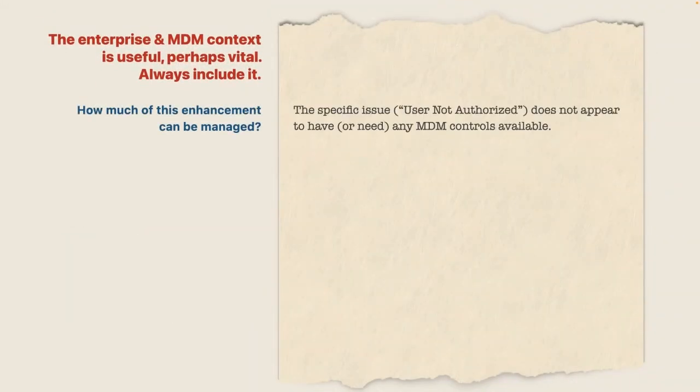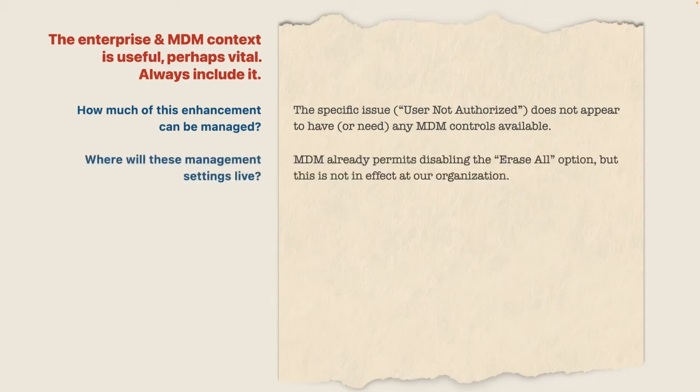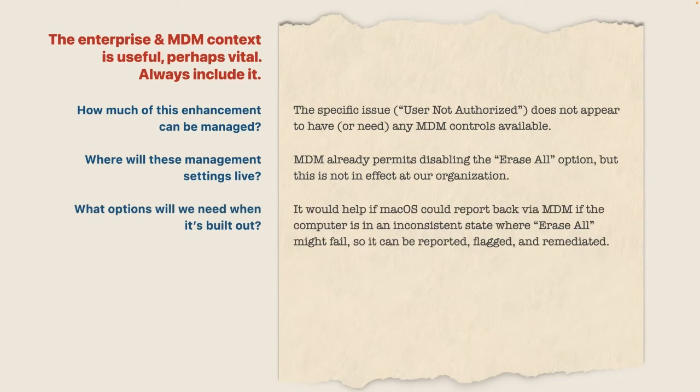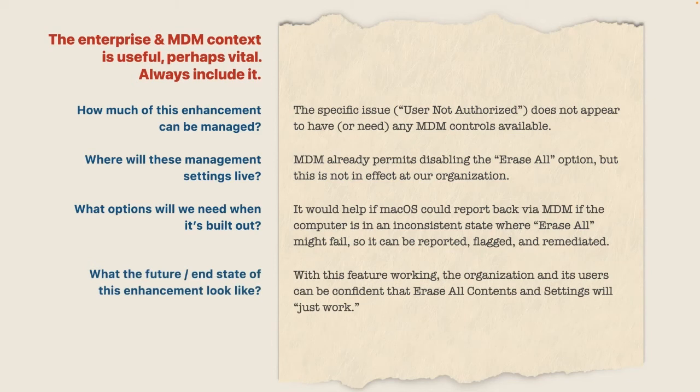The enterprise and MDM context is useful and probably super vital. Always include it. In this case, we don't manage this restriction. However, something is preventing this from happening. So don't assume that Apple knows this. Let them know how this is behaving. And if it's something that has to be managed, talk about how that needs to be managed. How much of this enhancement can be managed? Where will these management settings live? What options does Apple need to build out?